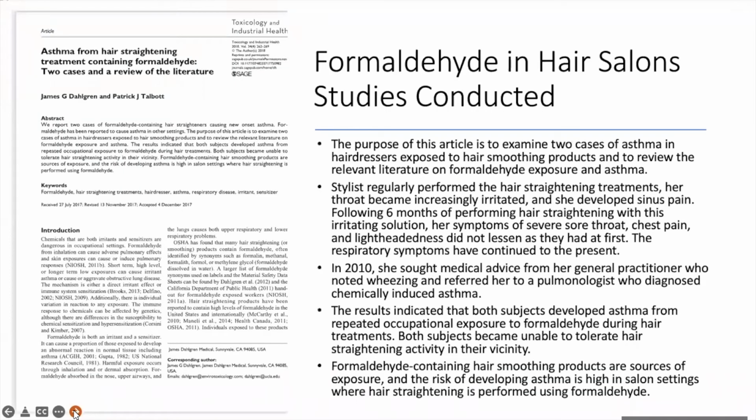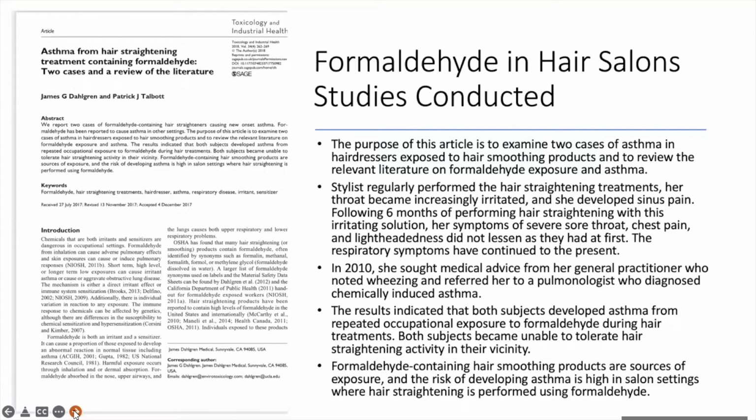So right here, we have some formaldehyde hair studies. The purpose of the article is to examine 2 cases of asthma in hairdressers exposed to hair smoothing products and to review the relevant literature on formaldehyde exposure in asthma. I also want to point out that the title of this article is Asthma from Hair Straightening Treatment Containing Formaldehyde, 2 Cases and a Review of the Literature.